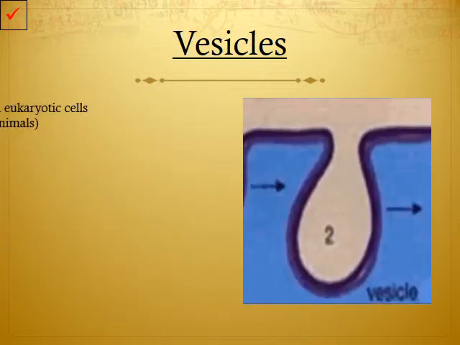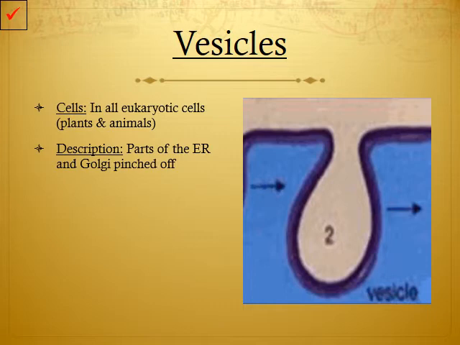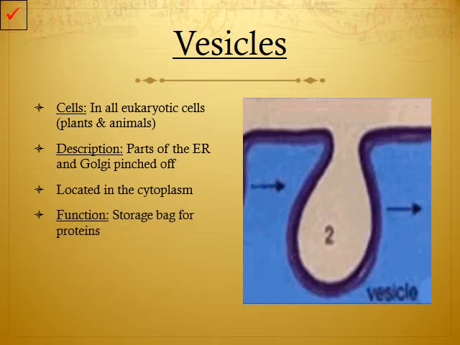Vesicles. So a vesicle is found in all eukaryotic cells, both plants and animals. And the description is these are parts of the ER, the endoplasmic reticulum, or the Golgi body that have been pinched off. These are found inside the cytoplasm, and they are basically storage bags or boxes for proteins. So vesicles store proteins or other products that need to be secreted or moved outside of the cell or to another point within the cell.